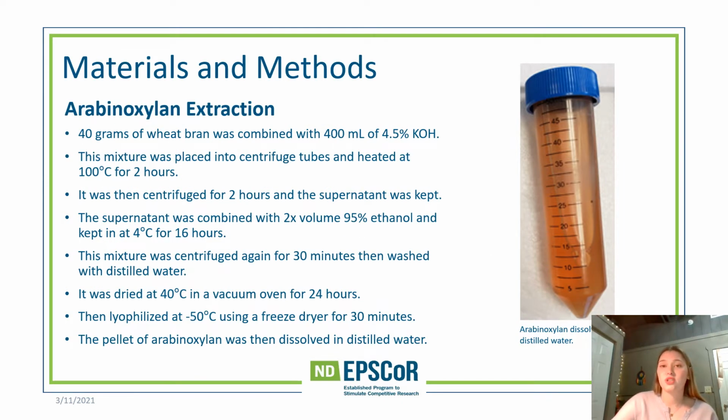In this research, we extracted arabinoxylan from wheat bran by combining it with 4.5 potassium hydroxide. This mixture was heated for 2 hours, centrifuged for 2 hours, and then the supernatant was kept. That was combined with ethanol, kept in the fridge, and then centrifuged again. That was then washed with distilled water, placed in the vacuum oven to dry, and then placed in the freeze dryer to lyophilize. The pellet that was formed was then dissolved in distilled water, and this image is our arabinoxylan solution.